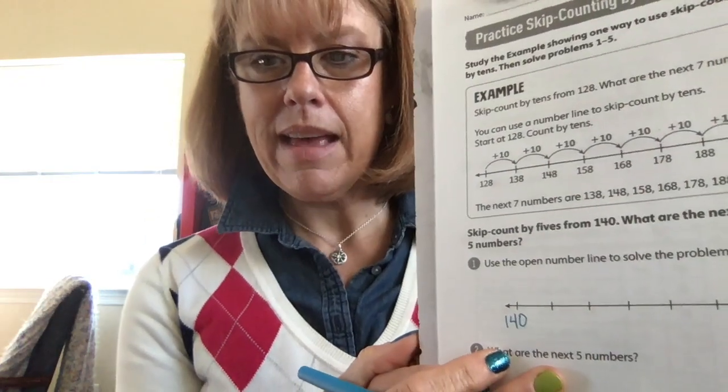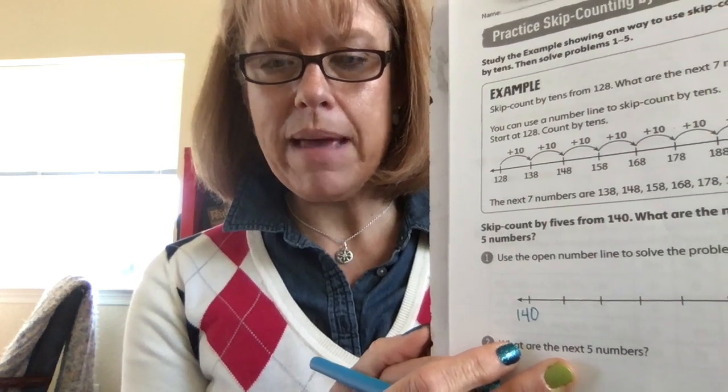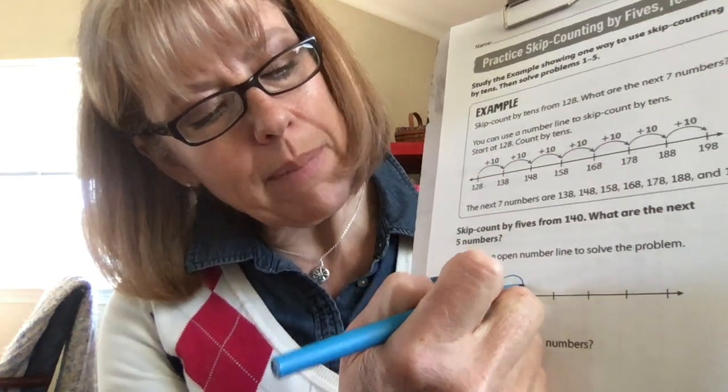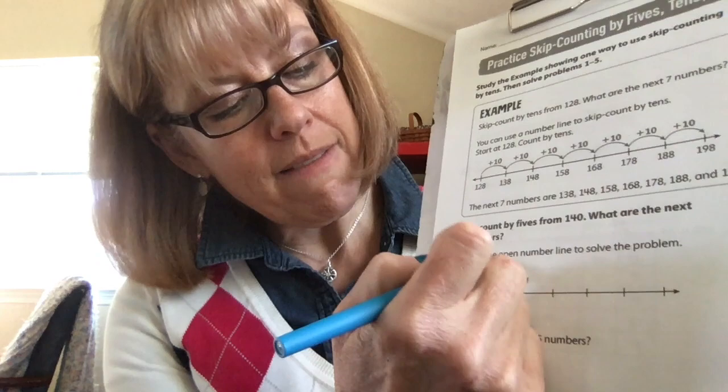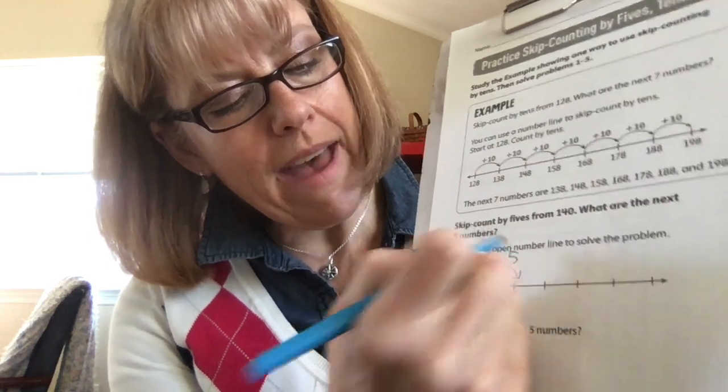Skip counting by 5s from 140. So my first number, if I'm skip counting by 5s, I'm going to start with the lowest number they gave me. And then all of my little hops are going to be a plus 5. Plus 5, plus 5. 140, 145. I'm not going to talk anymore. Give you a minute.